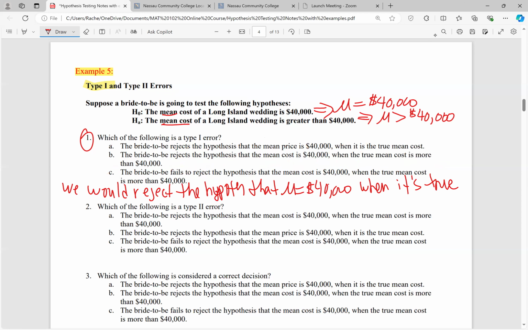So now let's go look at the choices and pick the correct one. Which one says that the bride-to-be would reject the hypothesis that the mean is equal to 40,000 when it's really the true mean cost? And that's A.